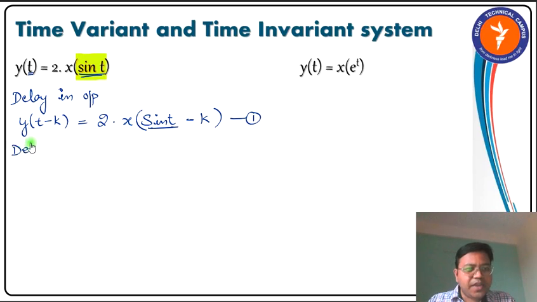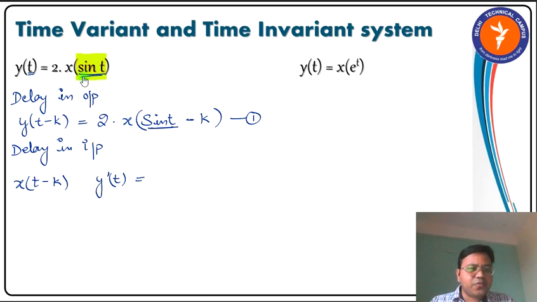Now let us bring the delay in input. Delay in input, that is, if we excite the signal instead of x(t) by x(t - k), the output will be, say the output is y'(t), and it will be equal to, we will replace t with t - k in the equation.